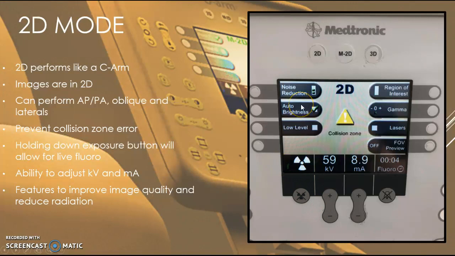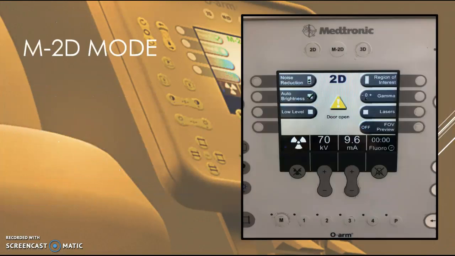You also have really cool features on here to increase your image quality and reduce radiation. So here's your noise reduction. So you would just push this, auto brightness, and then here you can use low level radiation, and here's a laser button to help guide you.